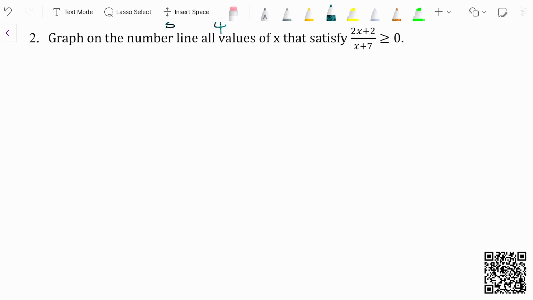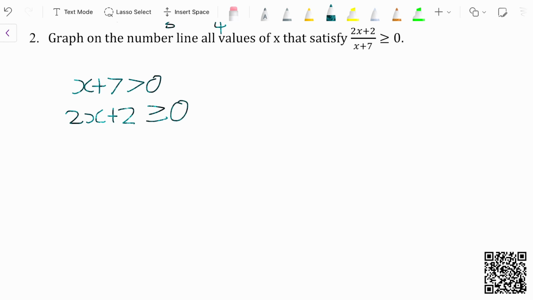So, when you see this equation, well, you can't have a 0 on the bottom. You guys all know that, right? If x plus 7 is greater than 0, not greater than or equal to, because as I said, you can't have 0 on the bottom. But if x plus 7 is greater than 0, then to make this equation work, 2x plus 2 has to be greater than or equal to 0.